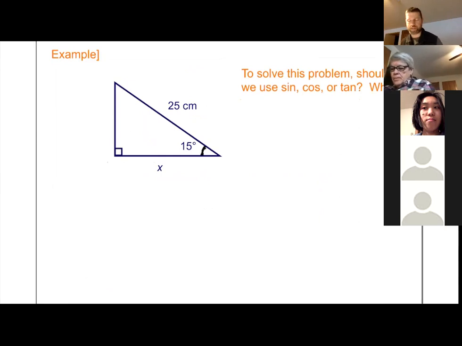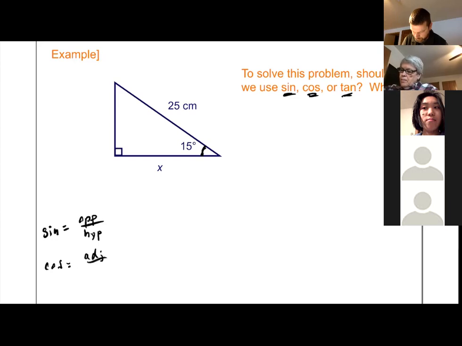So to use trigonometry, we need to figure out if we should use sine, cosine, or tangent. And again, sine is the opposite side over the hypotenuse. Cosine is the adjacent side over the hypotenuse. And tangent is the opposite side over the adjacent side. Take a look at which sides we have there and which sides we want to find. Which one of these 3 might be a good match for this problem? Sine, cosine, or tangent?